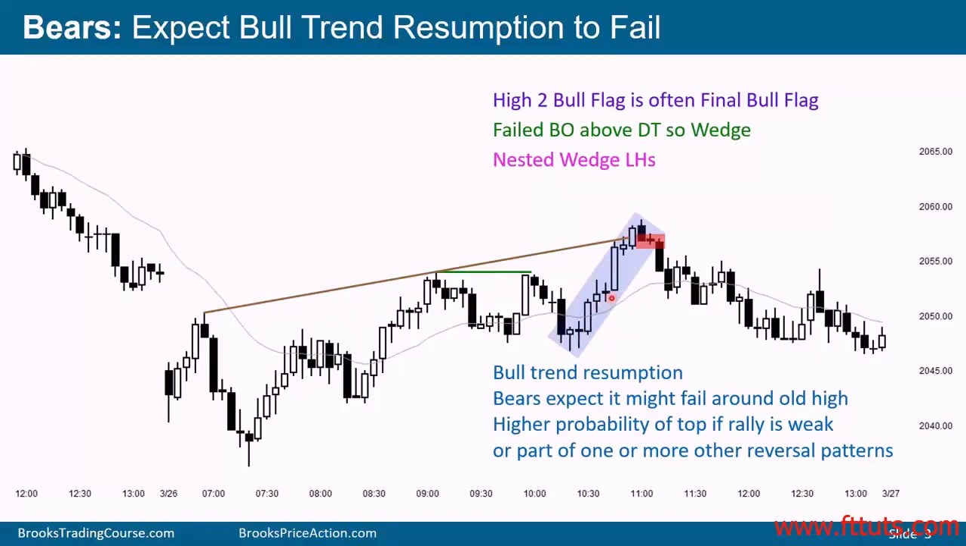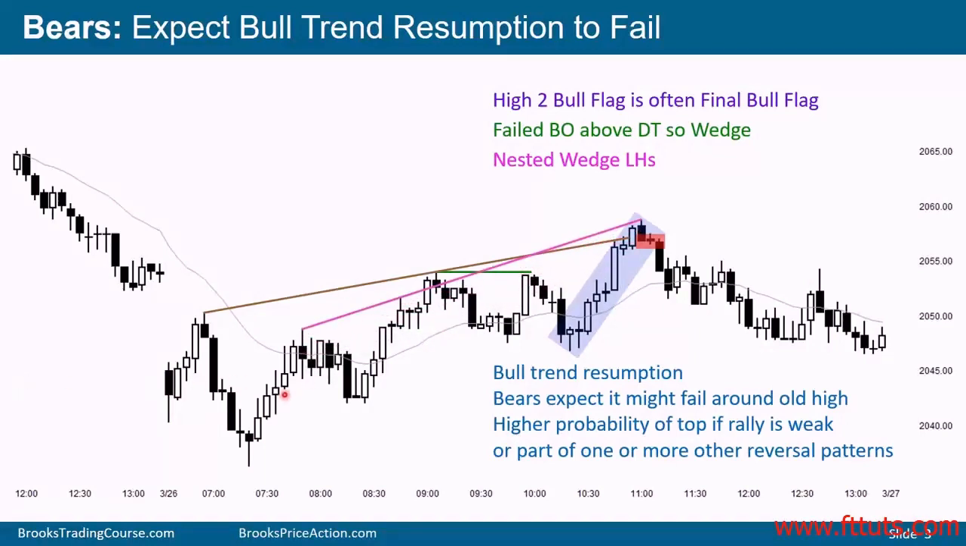Bull bar, pause, bull bar, pause, bull bar, reversal. So this is a wedge and it's within a larger wedge. And then we have a breakout above a double top that looks like it's reversing, and that is a type of wedge as well. So smaller wedge patterns inside of a larger wedge pattern, that means nested wedges, that has a higher probability of leading to a reversal.